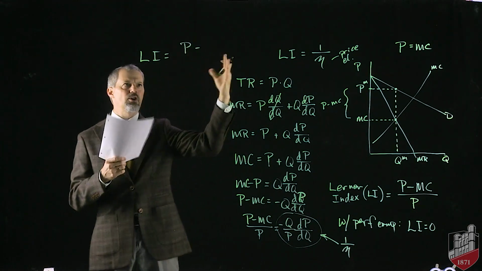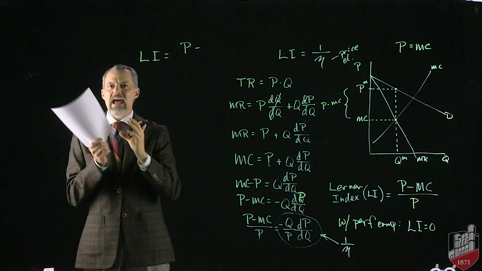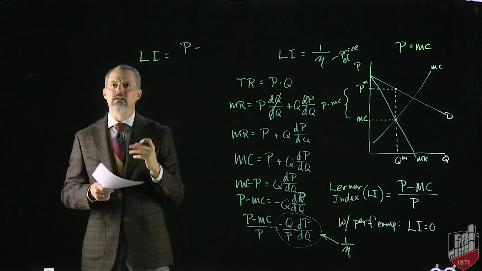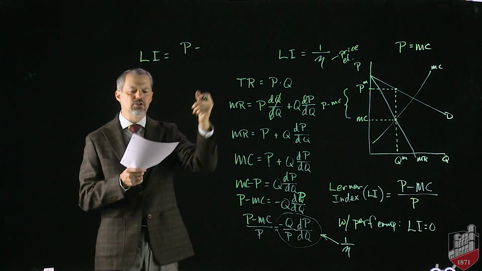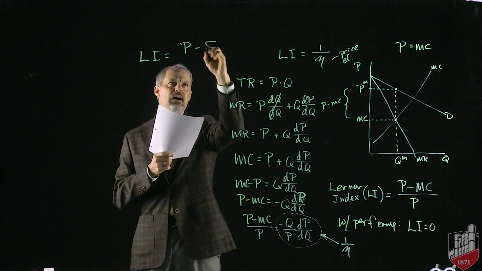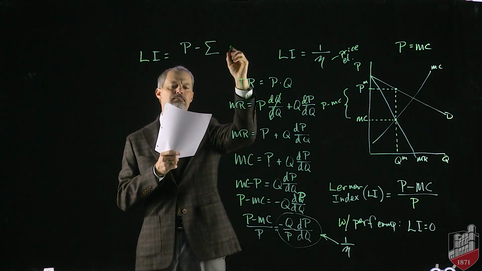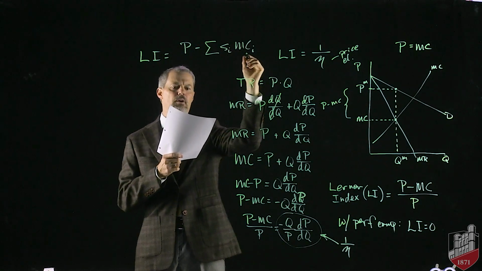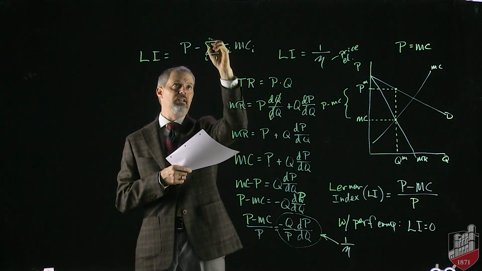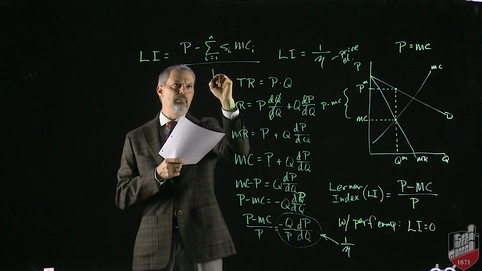Instead of just the marginal cost for a firm, we need some average marginal cost, and we could weight the marginal cost for each firm by its market share. So we could say minus the sum S_i times marginal cost for firm i. This would be i equals 1 to N. And then divide that by price.